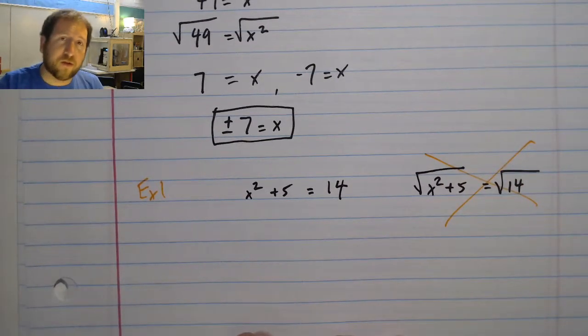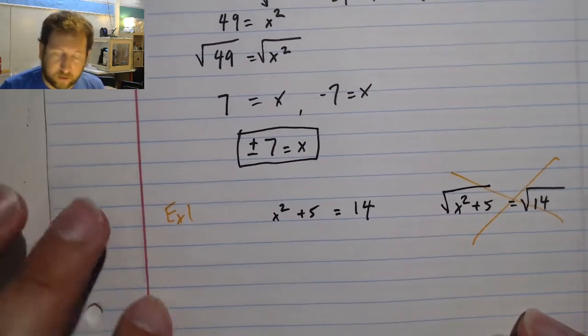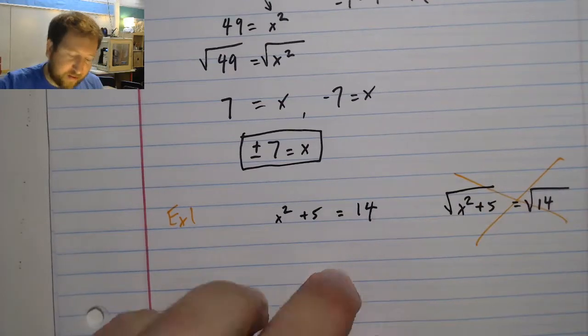Instead, I'm going to attempt to isolate my variable as much as possible before I do any more work with it. So I'm going to get rid of this guy first.